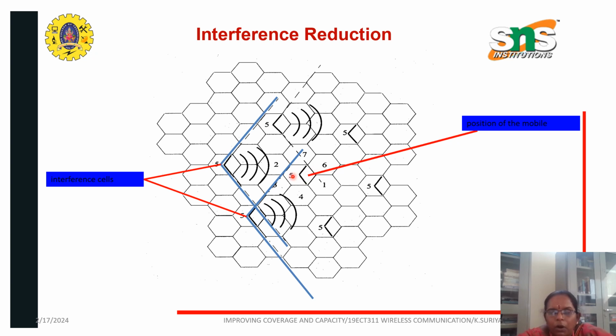Okay, so if an omnidirectional antenna is used, 6 co-channel cells will cause interference, whereas if a directional antenna is used, only these 2 cells will cause interference. So the number of interfering cells is getting reduced by the cell sectoring method. So the co-channel interference is reduced. Once the interference gets reduced, automatically the capacity of the network will increase.